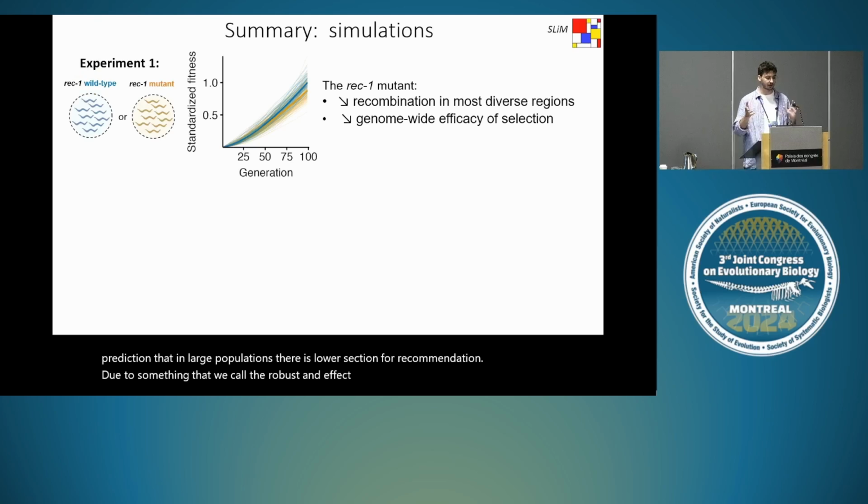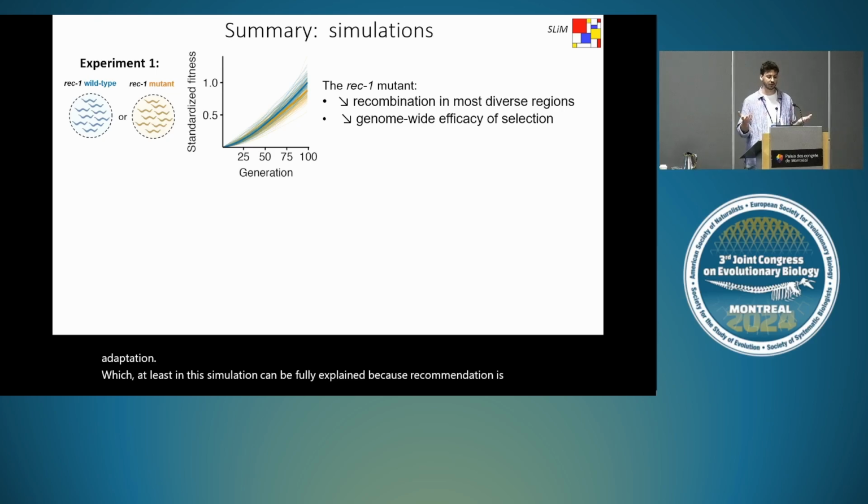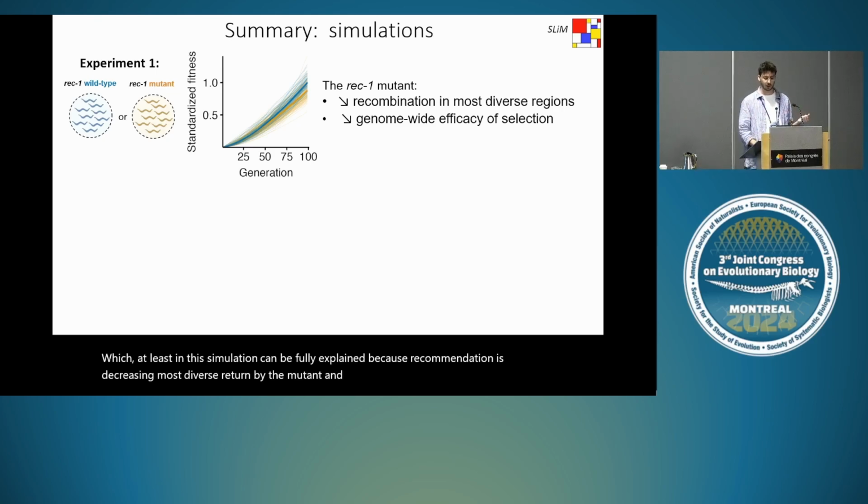So to summarize these two experiments a bit, I've run a simulation that aims to mimic the experimental framework. It has the same genetic diversity as the experimental population and the same recombination landscape, wild type and mutant. When we simulate a wild type and mutant population, we recover that the REC1 mutant has lower adaptation, which, at least in this simulation, can be fully explained because recombination is decreased in the most diverse regions by the mutant, and so it decreases the genome-wide efficacy of selection.